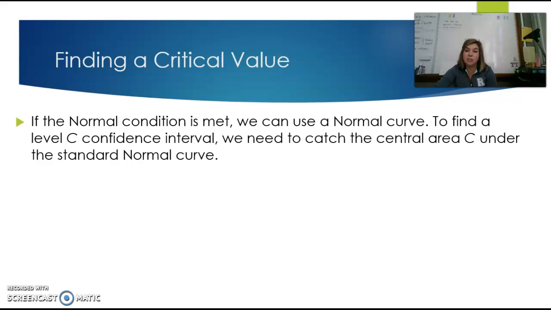To find these critical values, we are going to use the area under a normal curve. And like I said, these values are going to be constants, so they are always going to be specific numbers, specific values. So you're not going to have to guess or find these each time. You are going to be given what those numbers would be.